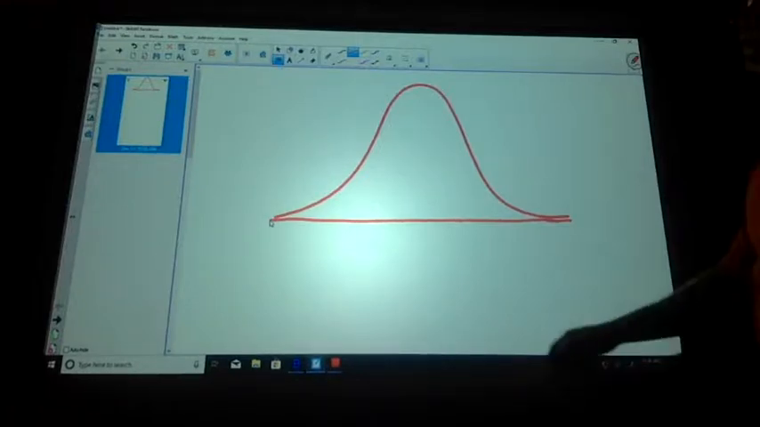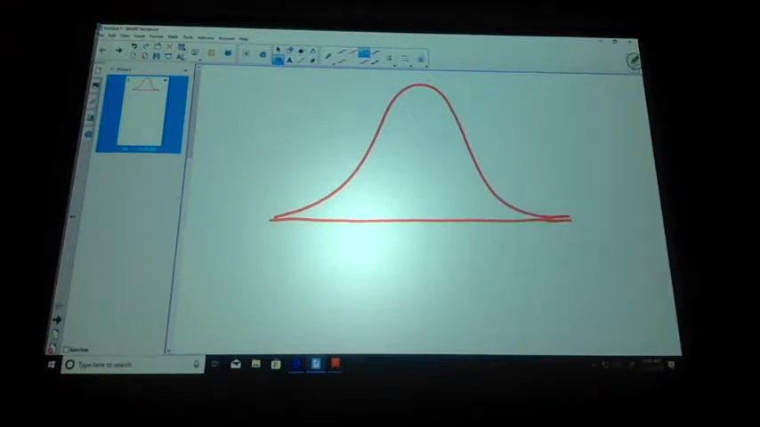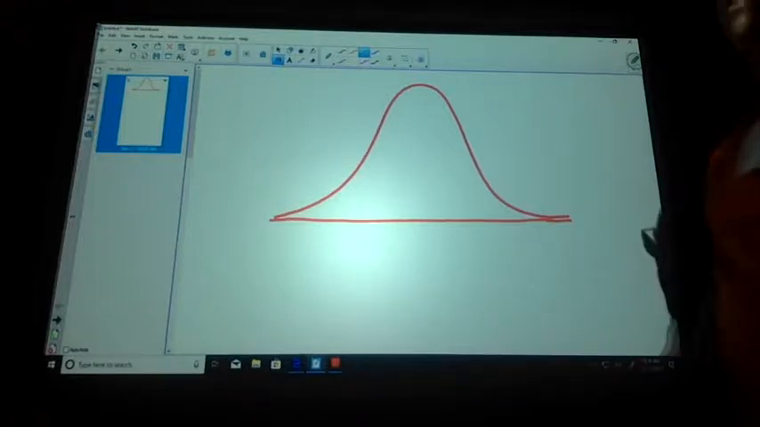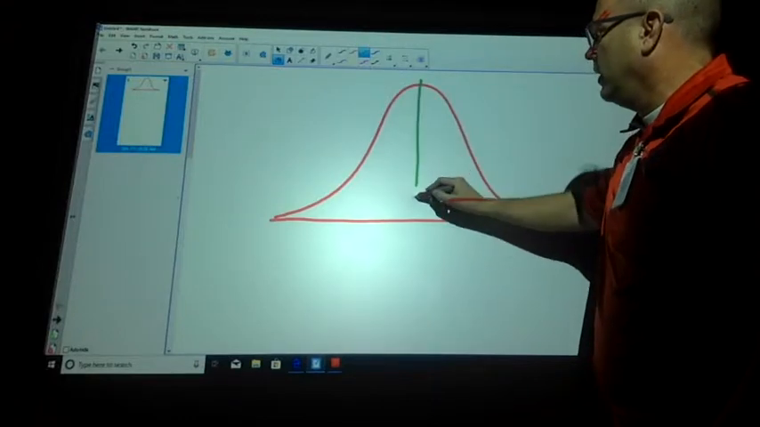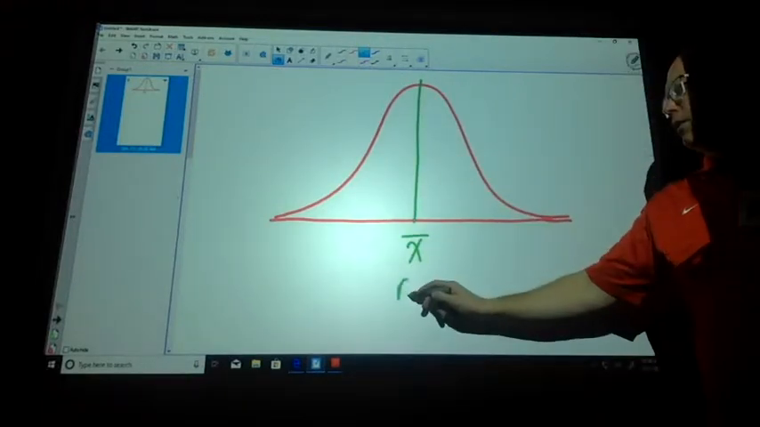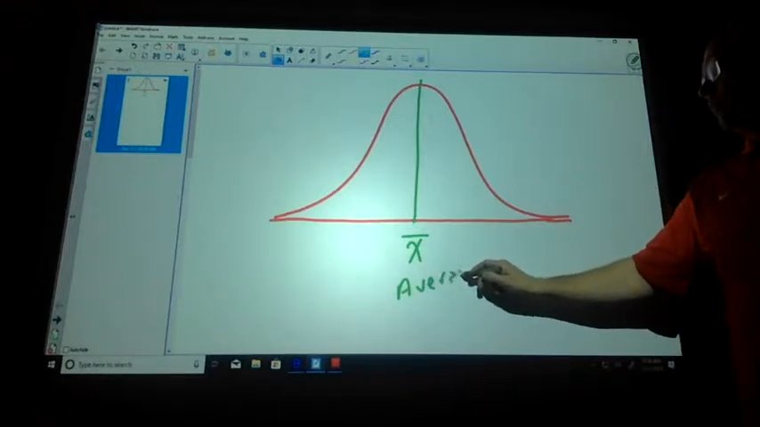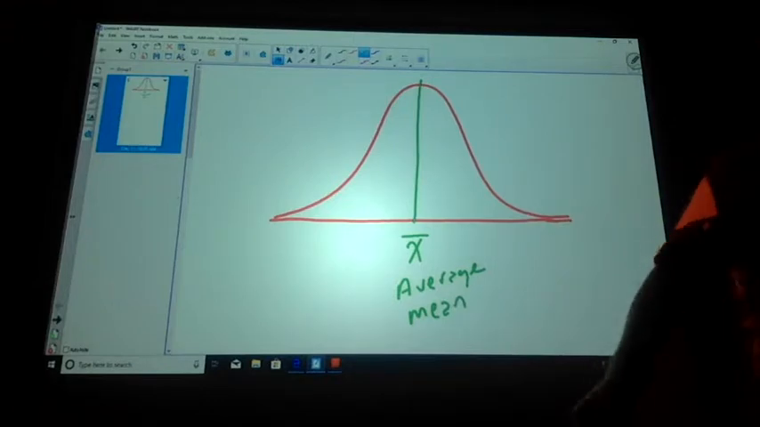Now, this is a lot of times how things are done in college. This is how things are scored on AP tests, IB tests, ACT, SAT, any standardized test. It's done this way. Okay, so the very center part of this is the average. And we call the average in statistics the mean.